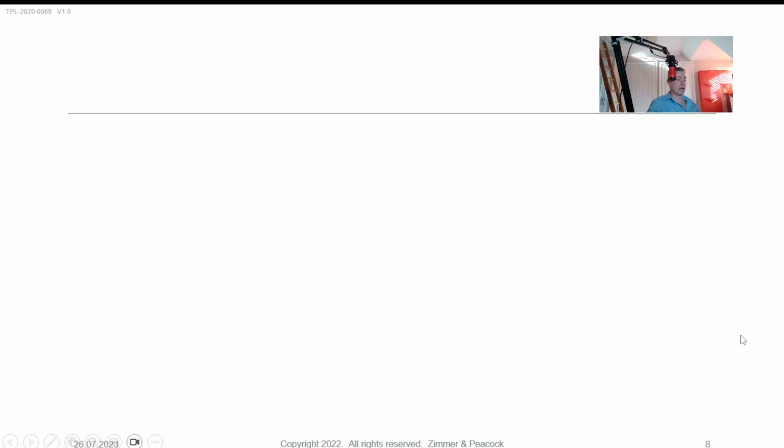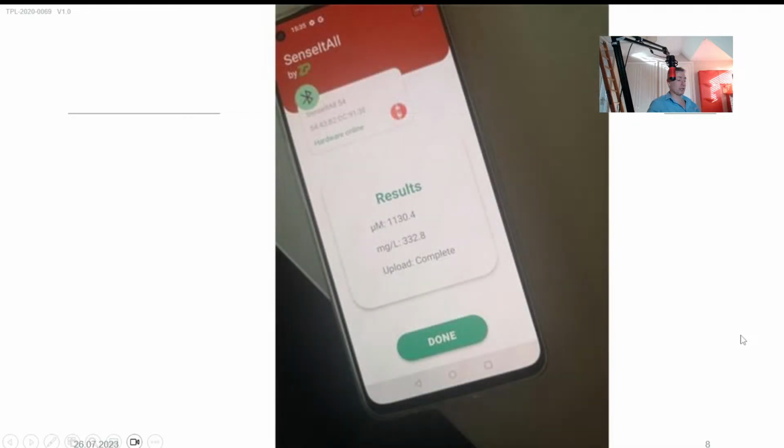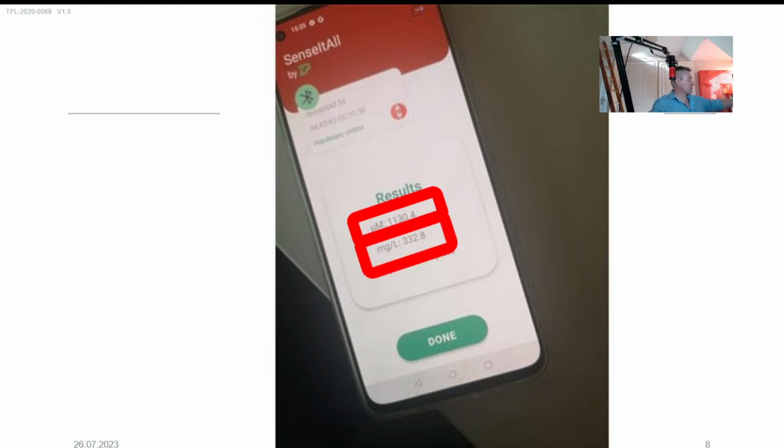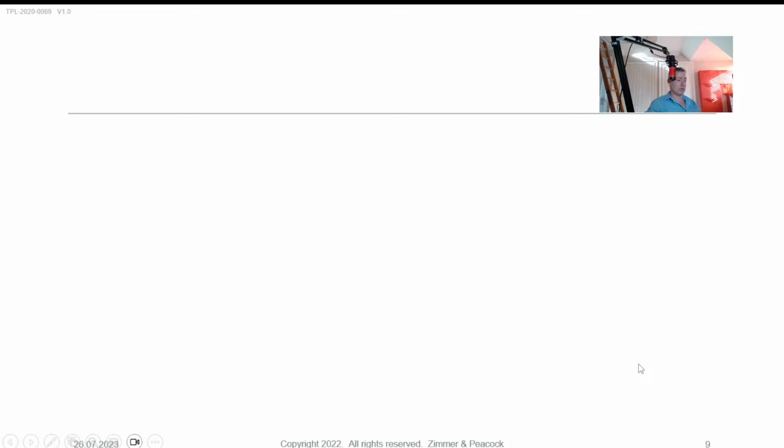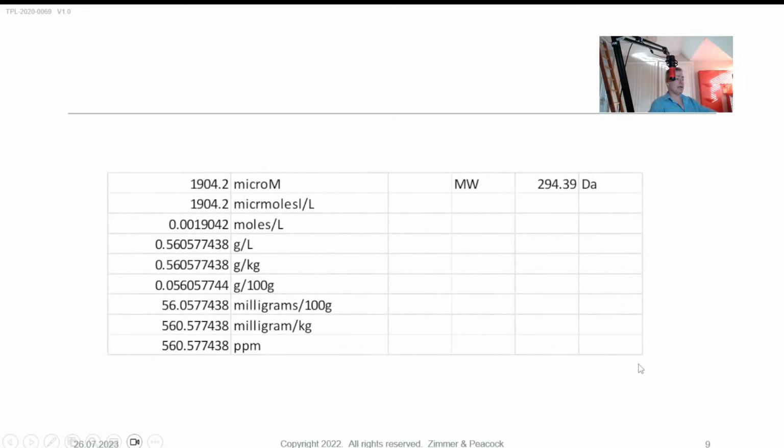So first of all, how do we fix that? We've actually fixed the app, so they probably just need to update the app, because now it will give micromolar, and it'll give milligrams per liter. I should be clear with what I'm saying. Milligrams per liter.